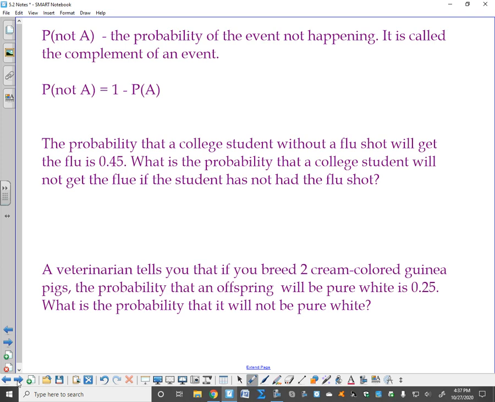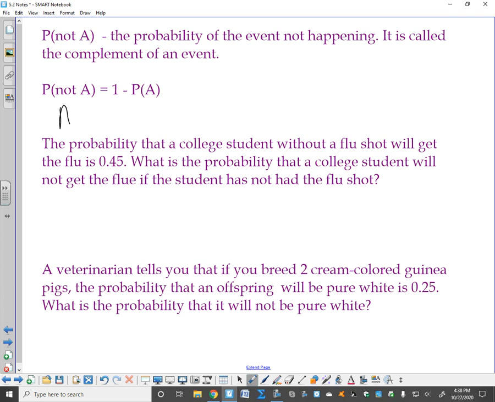Okay, so now we're going to talk about the not. The probability of not A is the probability of the event not happening. It is called the complement of an event. So the probability of not A is 1 minus the probability of A. So if there's a 1 in 9 chance that all 3 multiple choice answers could be true, then there's an 8 in 9 chance that they won't all be true.